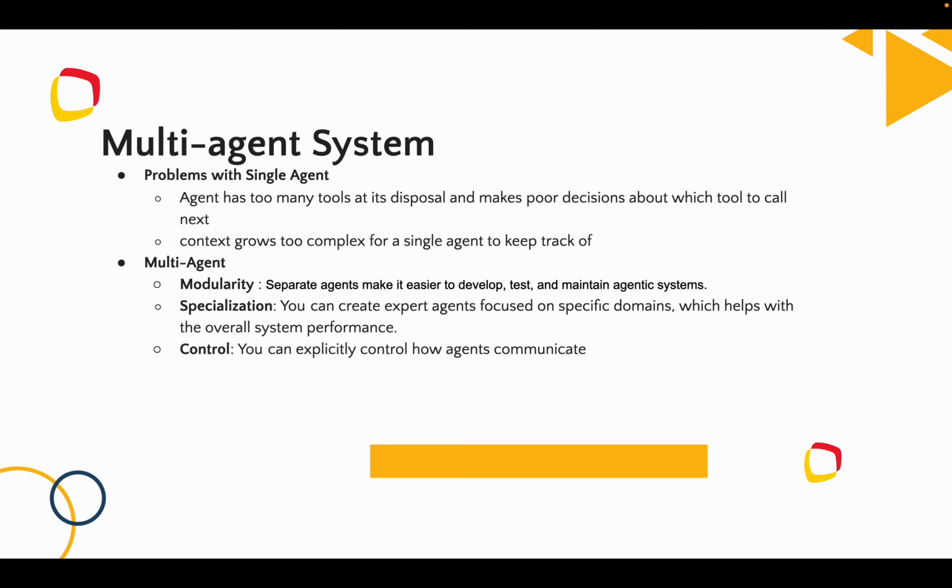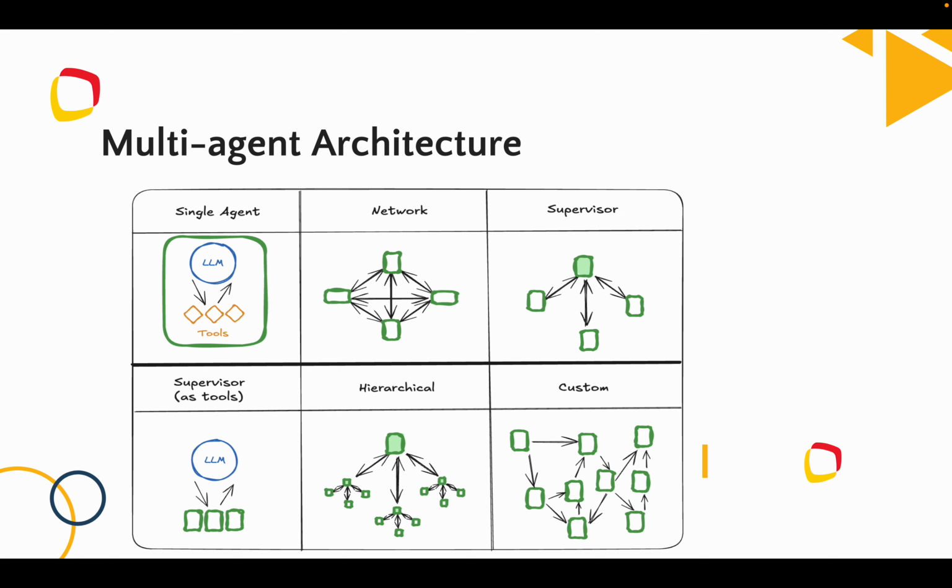So that is the multi-agent system, and there are some architectures supported by LangGraph in the multi-agent system. The first one is single agent. It's not a multi-agent system, it's a single agent system in which we have a single LLM that communicates with the different tools. Another one is the network architecture, in which we have nodes, and each agent will communicate with each other, decide a particular task, and get it completed. And we have another architecture, the supervisor architecture.